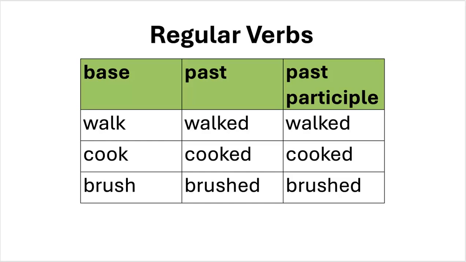Regular verbs have the same form for the past tense and for the past participle. So walk becomes walked and walked, cook, cooked and cooked, brush, brushed and brushed.